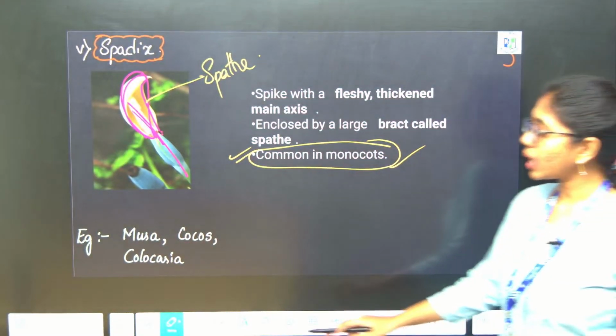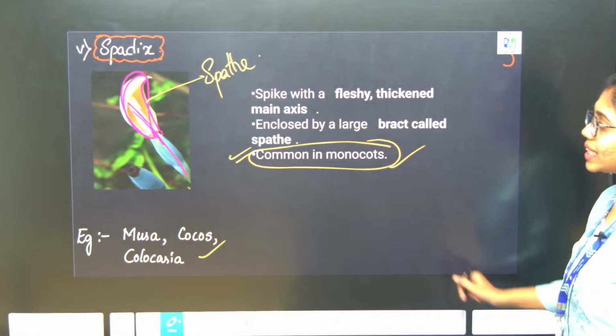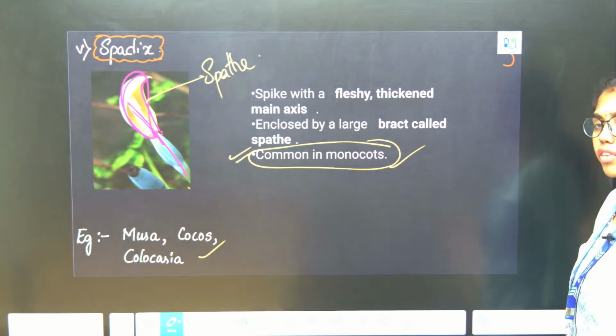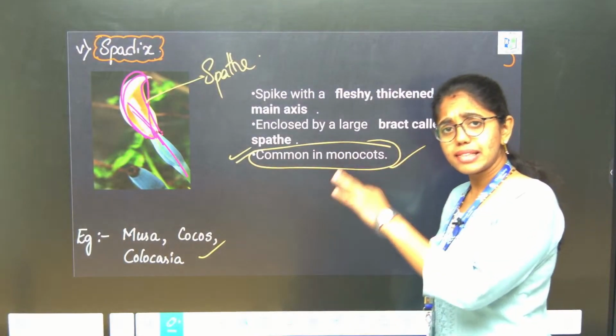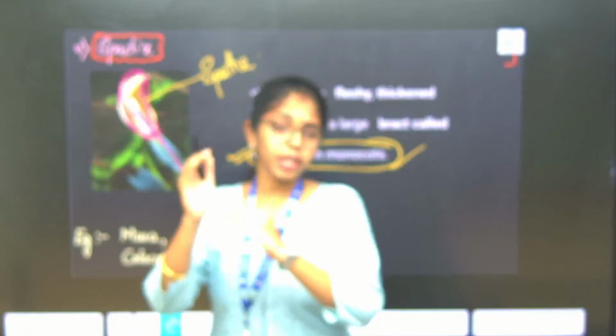Examples include Musa, Cocos nucifera and Colocasia. These are the examples for spadix type of inflorescence. Just to remember, this is same as spike, but it is fleshy. It is covered by a thick bract called as spathe.